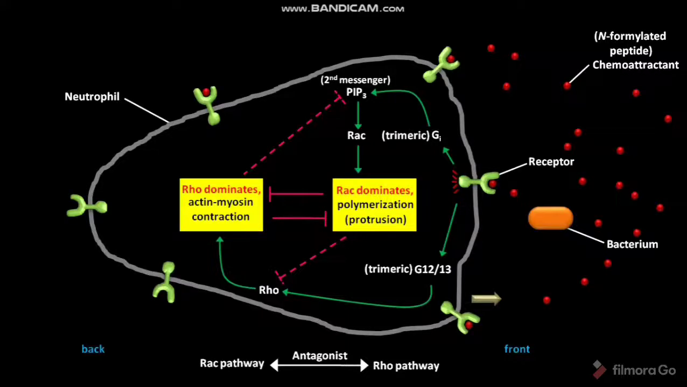The protrusion at the front of the neutrophil and the contraction at the back of the neutrophil help in directed movement or polarization of the neutrophil. Now, important points.